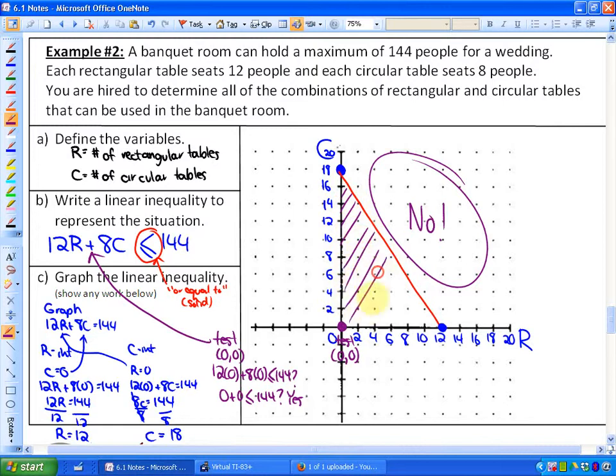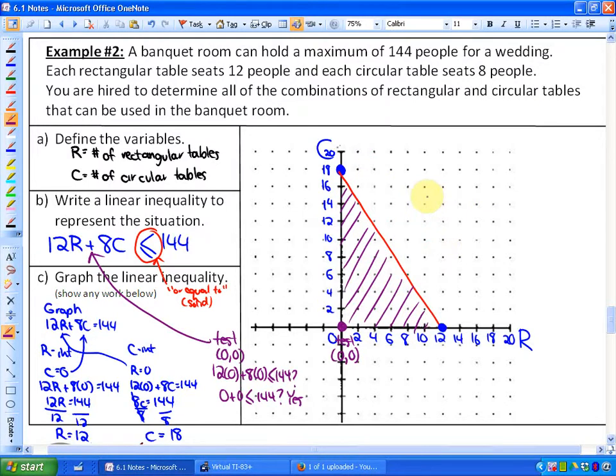Now, a couple of pieces that I just want to add. Those shaded points represent all the possible combinations of rectangular and circular tables they could have in the banquet hall. For example, they could have a combination of 4 rectangles and 6 circles, because 4 rectangular tables would hold a total of 48 people, and 6 circular tables would hold also 48 people, so that'd be 96 people, which they're allowed to do. So all of those combinations would work.